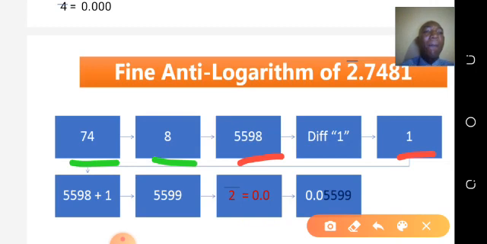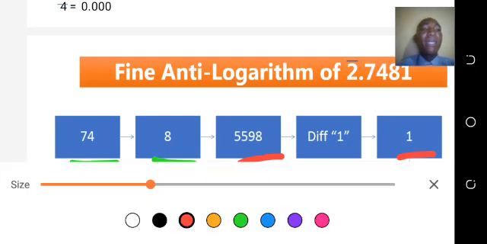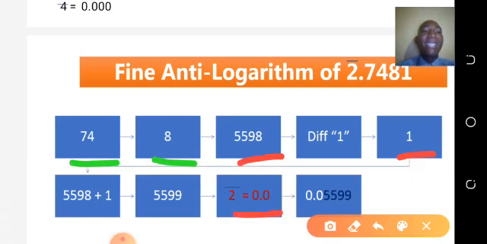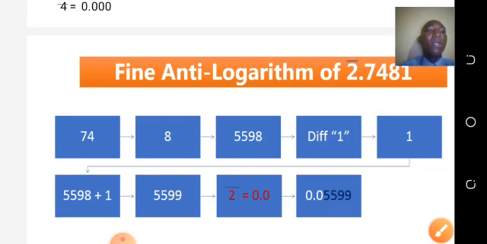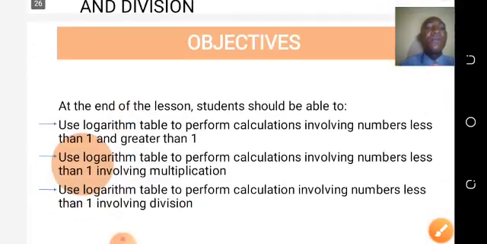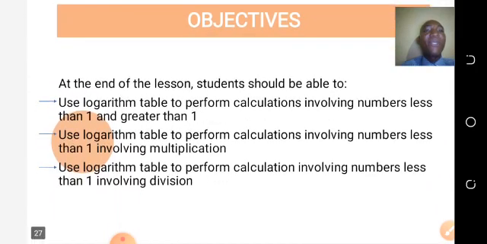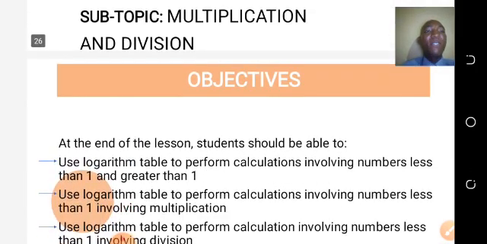And like I said, the characteristic which is bar 2 will always be 0.0. That was indicated in red here. When you add the result that you got from the anti-logarithm table, which is 5599, at the back of 0.0, we are going to get 0.05599. This is just a process of how to find the anti-logarithm of a number. So let's move to today's topic now, which is multiplication and division.